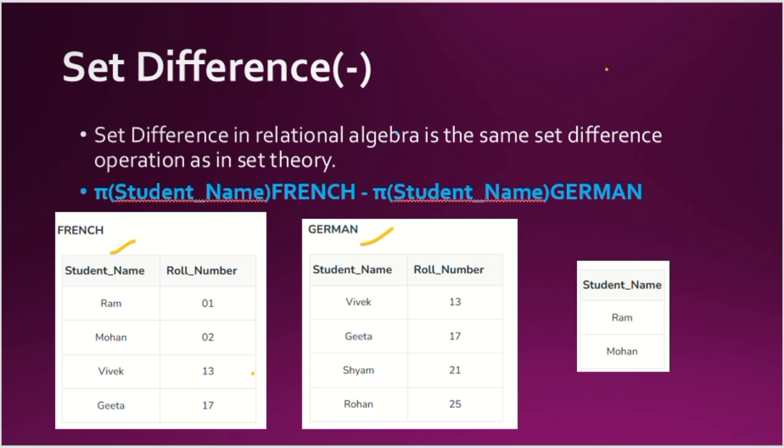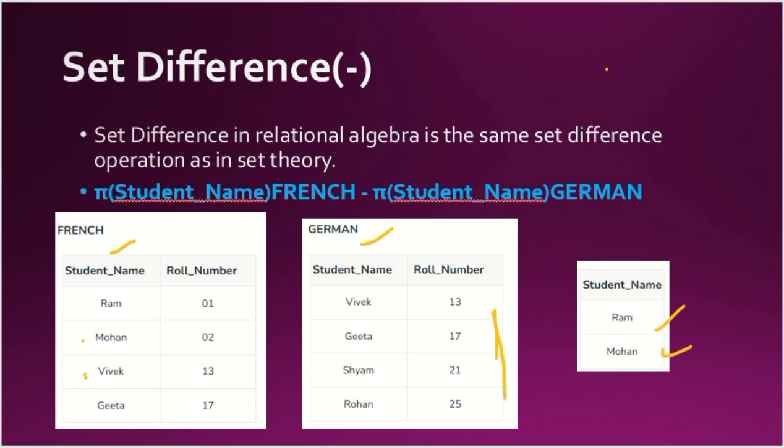So your first name is Ram. Check if Ram is present in the German table. It is not present, so I will mention it in my output. So I have mentioned Ram here. After that, go with Mohan. I have checked if his name is repeated in the German table, but it is not at all repeated in the German table also. So again I will mention the name Mohan.